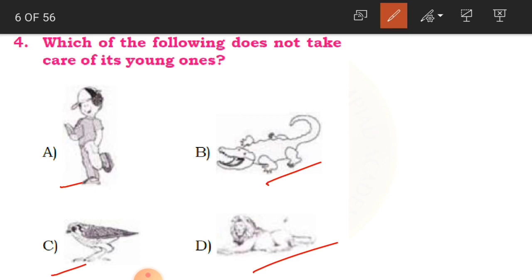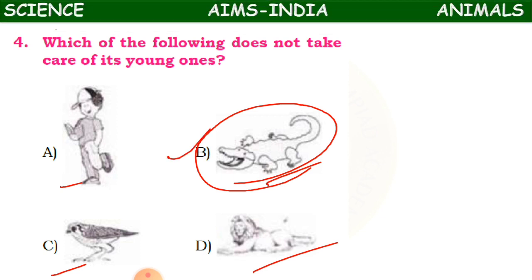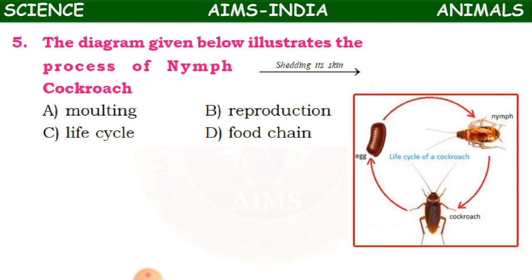Human beings, we take care of the young ones. Birds also feed the young ones with food. Even lion also feeds its young one. But except crocodile, the other 3 take care. So crocodile does not take care of its young ones. So B is our correct answer. Clear children?